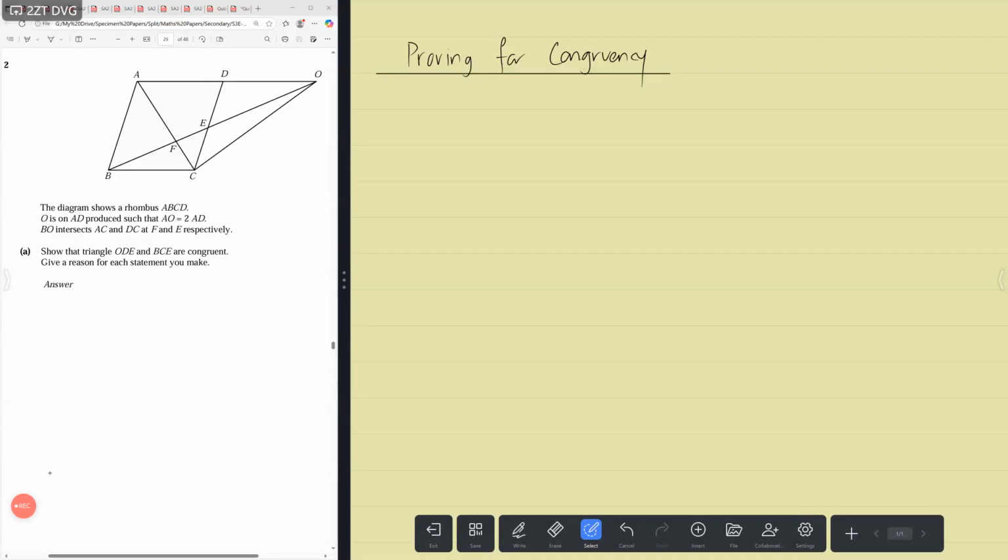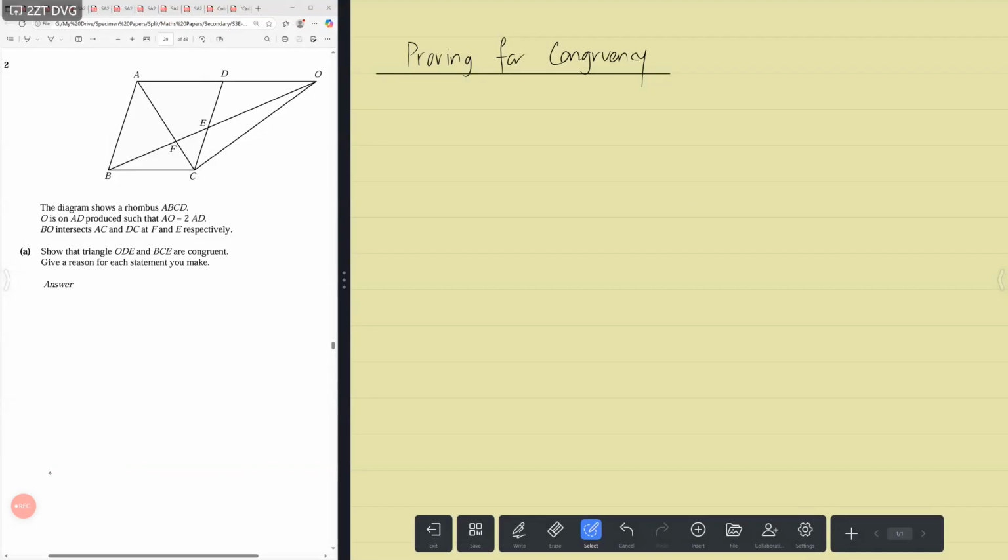Okay, and it goes, the diagram shows a rhombus ABCD. O is on AD produced such that AO is 2 times of AD. BO intersects AC and BC at F and E respectively. Show ODE and BCE are congruent.